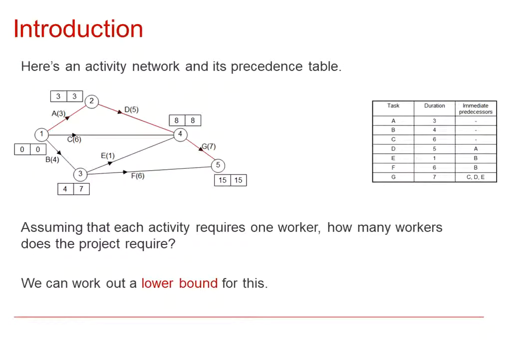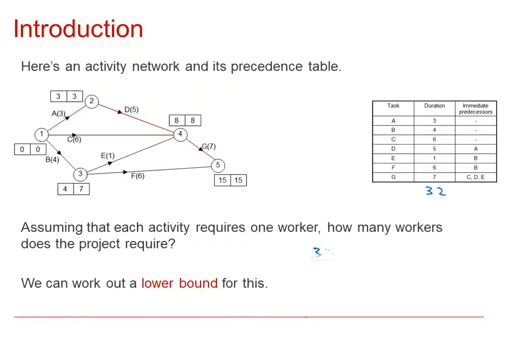Here is an activity network and its precedence table. Assuming that each activity requires one worker, how many workers does the project require? We can work out a lower bound for this by taking the total time for the project and the total time of all the activities. The total duration of all the activities in this case is 32.